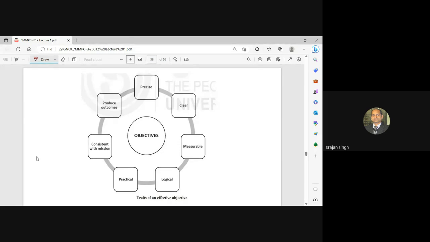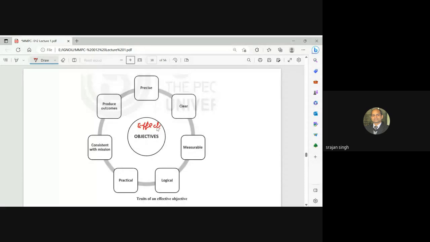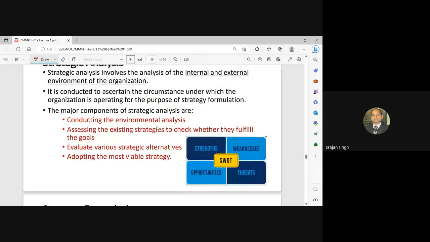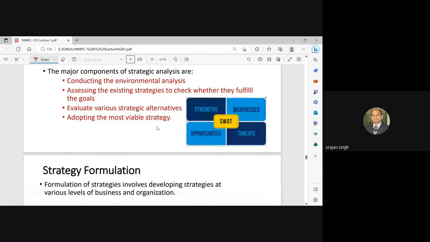Features of an effective objective. So the effective objective must be precise, clear, measurable, logical, practical, consistent with mission, means it should be in line with the mission only, to achieve the mission only, and produce outcomes, means it should not be merely in the words or in the plan. It could be implemented and it must generate some results or outcomes.